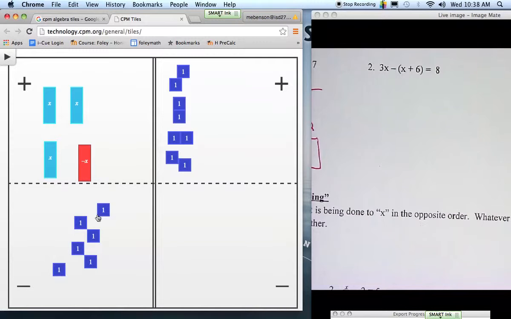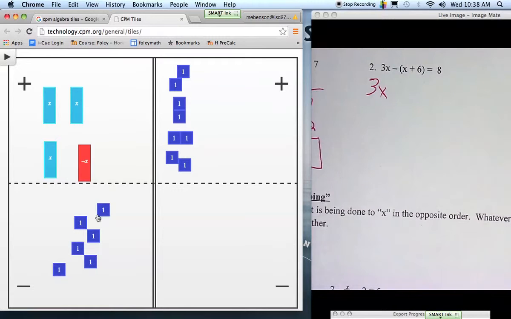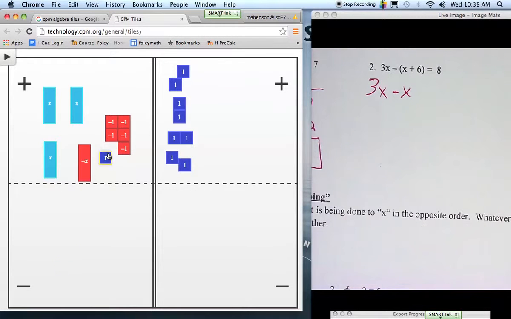So positives become negatives. I'm just going to copy down what was in the positive region. I didn't do anything with the 3x's. This positive x got flipped up and became negative x. And now all of these little ones, when they move, they get flipped up. So now I've got 1, 2, 3, 4, 5, and 6. That positive 6 became a negative 6.